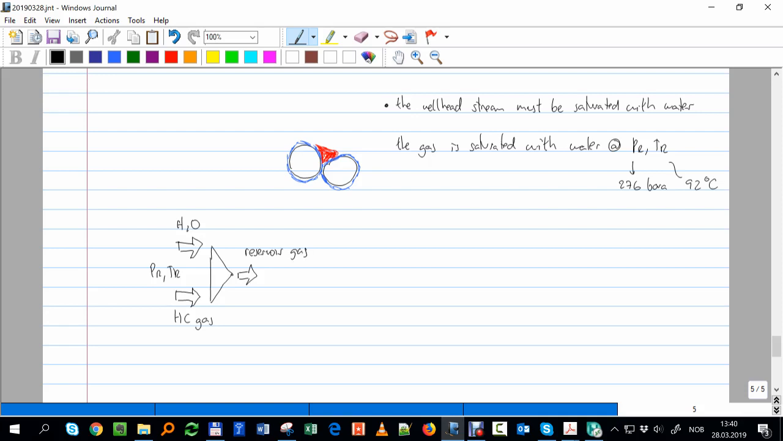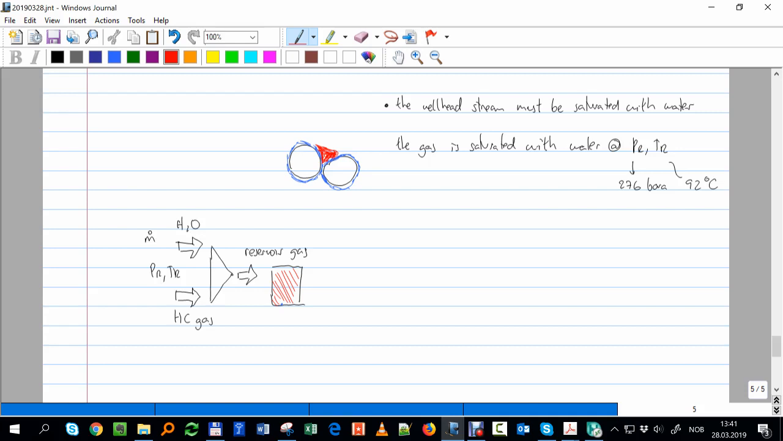Okay, so I'm going to add water. First, the mass flow of the water will be zero. Then I simply get the same gas. Then I'm going to increase it until I start getting the first droplet of liquid water in that gas. That means that's the saturation point, right?